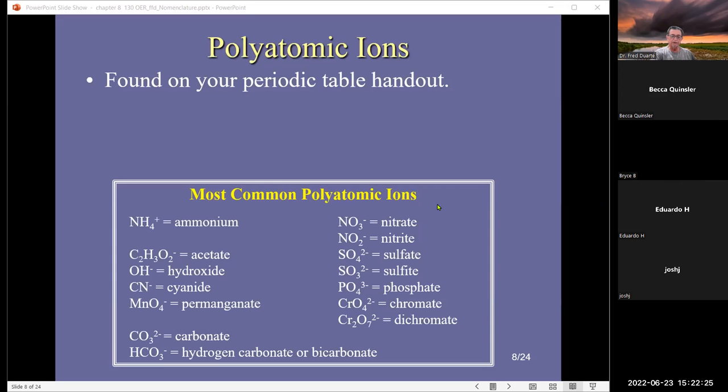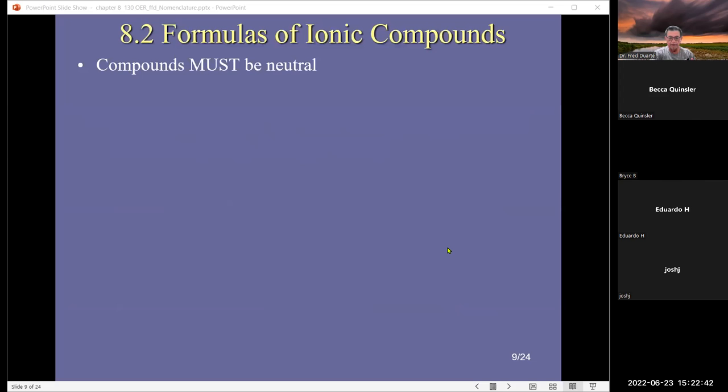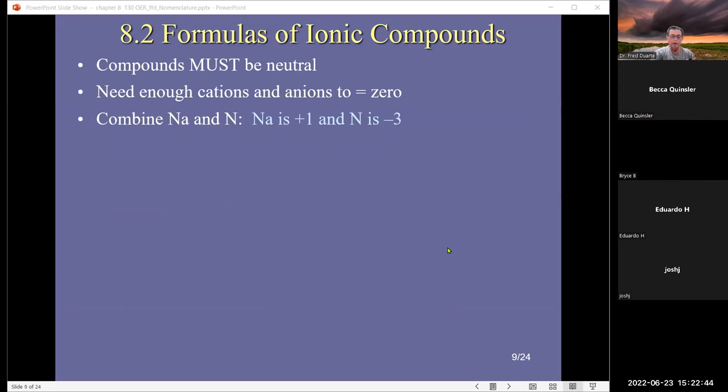So we have the polyatomic ions. These are in your table, okay? If we need more than one of these, always remember to use parentheses, okay? We keep them together as a group. They have a very specific name, the name doesn't change, okay? All right, so when we put them together, we've got to add them so it equals 0.